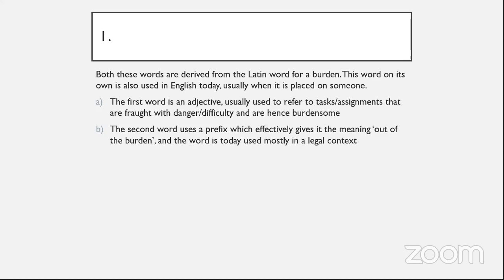Right, so both of these words come from the same root, which is a Latin word for a burden. The first word is an adjective used to refer to tasks or assignments that are fraught with danger or difficulty. And the second word uses a prefix which effectively gives it the meaning out of the burden, and the word is today used mostly in a legal context.